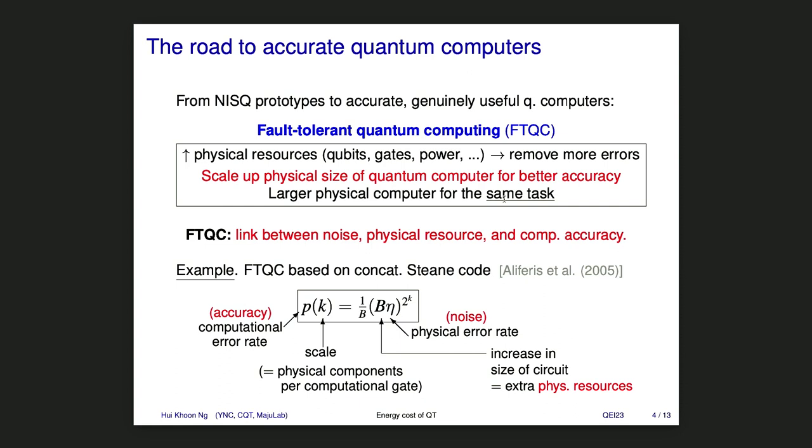And you can see this sort of link in fault-tolerant quantum computation in a somewhat standard formula that you find in many kinds of fault-tolerant quantum computation schemes. Here I'm bringing up the textbook example of fault-tolerant quantum computing, where you use a 7-qubit code and then you build larger and larger scale codes to be able to correct more and more errors and to do more and more accurate computation.